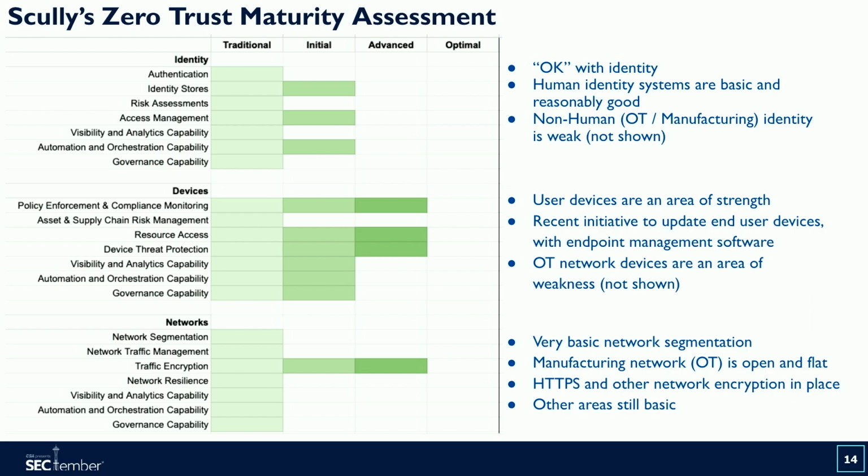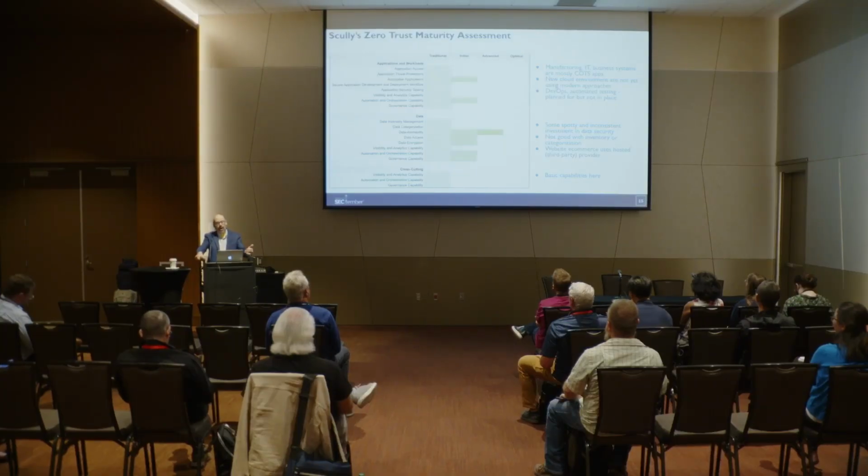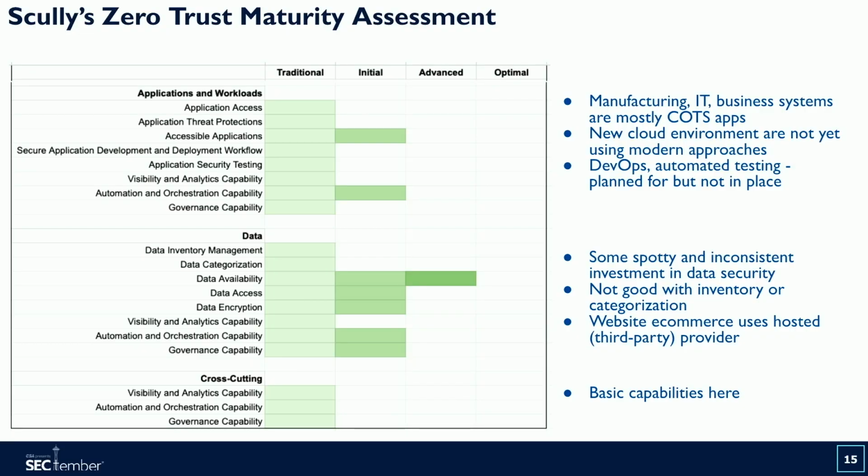Their networks are so-so. They really haven't updated them in a long time. They have pretty flat networks, just very basic segmentation. The OT network is completely flat. They do use HTTPS everywhere. They invested in putting that certificate management system in place. But other areas of network management are pretty basic. On the applications and workloads, they mostly use COTS applications, common off-the-shelf software, so there's not a lot of software development historically in this organization. They are now moving to DevOps. They have spun up this new cloud environment for this new security cloud they're creating for this connected smart toys. It's still very nascent, still in pre-production, so they've got a lot to learn there.